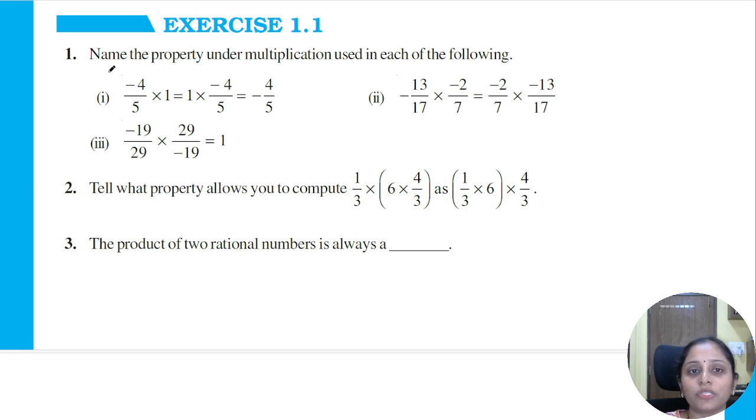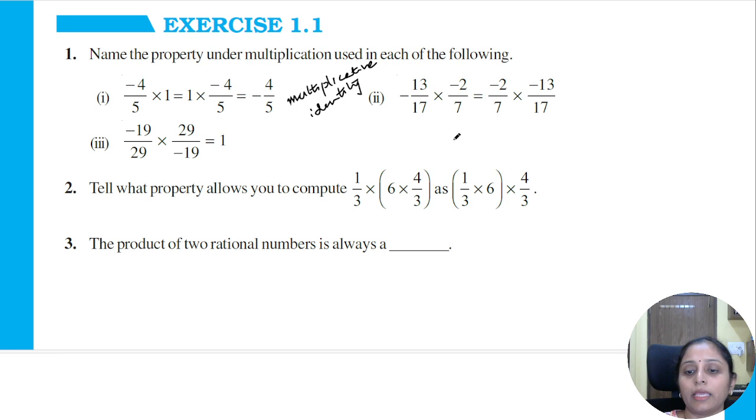Now the first question is, name the property under multiplication used in each of the following. Now minus 4 by 5 into 1 is equal to 1 into minus 4 by 5 is equal to minus 4 by 5. Now here what is the property that is being used? Multiplicative identity, right? So here the property is multiplicative identity.